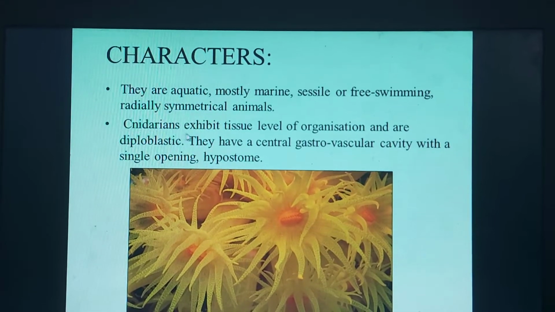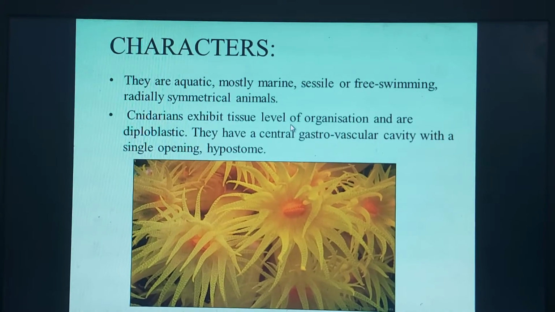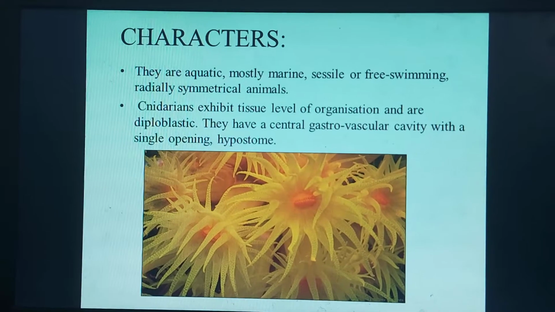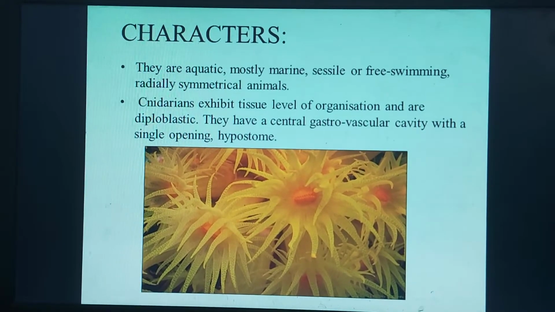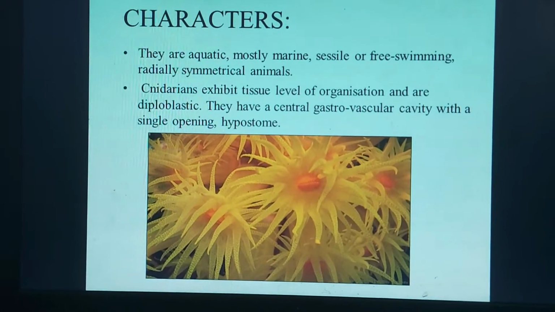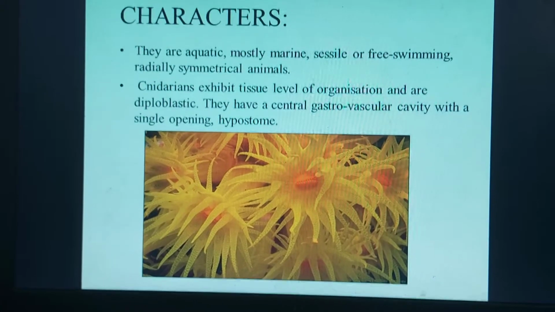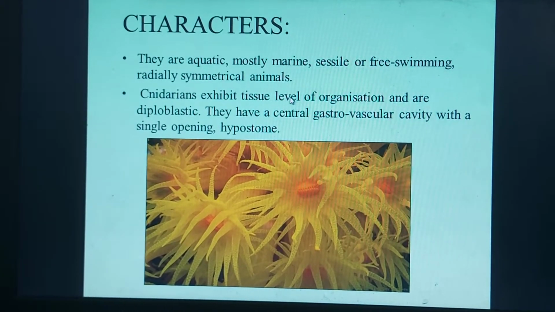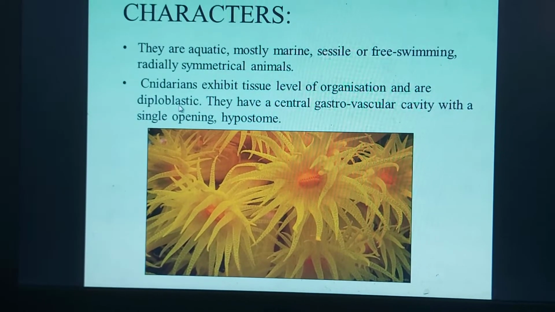Then these organisms, the cnidarians, they exhibit the tissue level of organization. So if we keep one thing in mind always, that when we are talking about the different phyla, we are automatically studying about the evolution also. So the Porifera, they were having the cellular level of organization. Now these cnidarians, they exhibit the tissue level of organization, one step ahead of that, and are diploblastic.